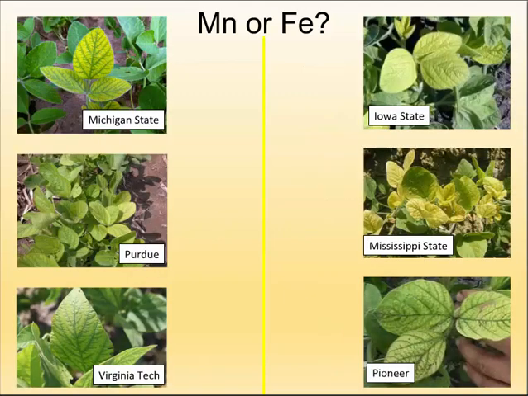Same thing here with all these pictures. Everything on the left is manganese. Everything on the right is iron. And if you're not trained in it, if you don't do it all the time, they can look pretty similar, which is why in almost all these cases you should recommend a tissue test, because you want to know exactly what was wrong so you know how to solve the problem.